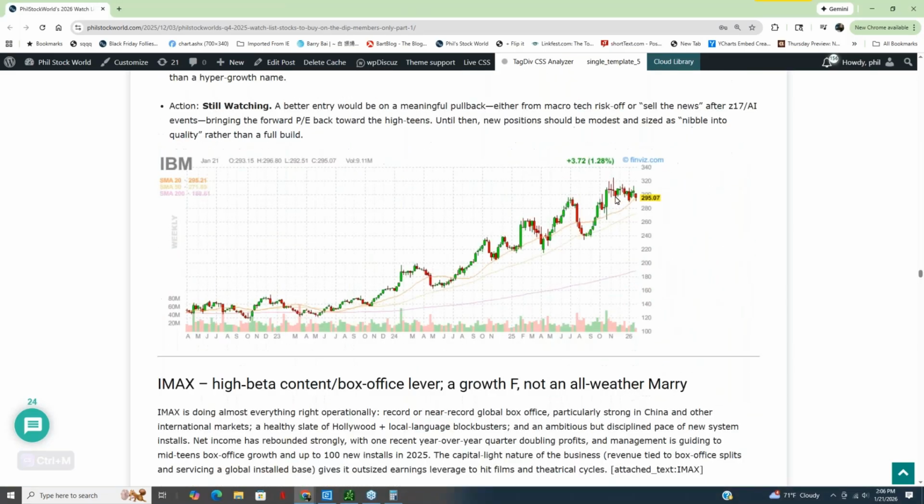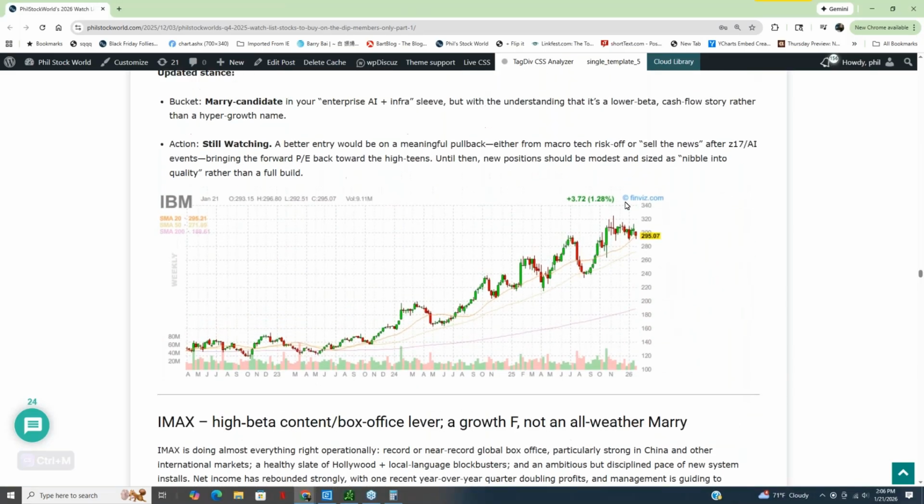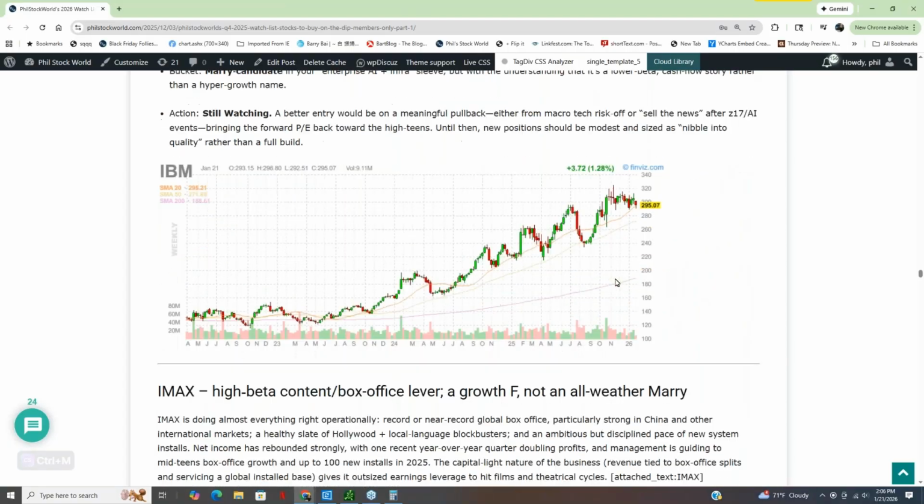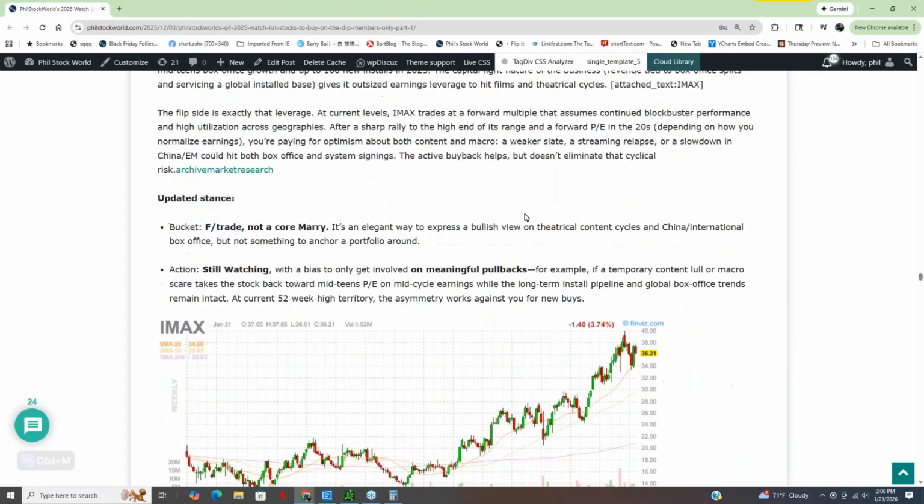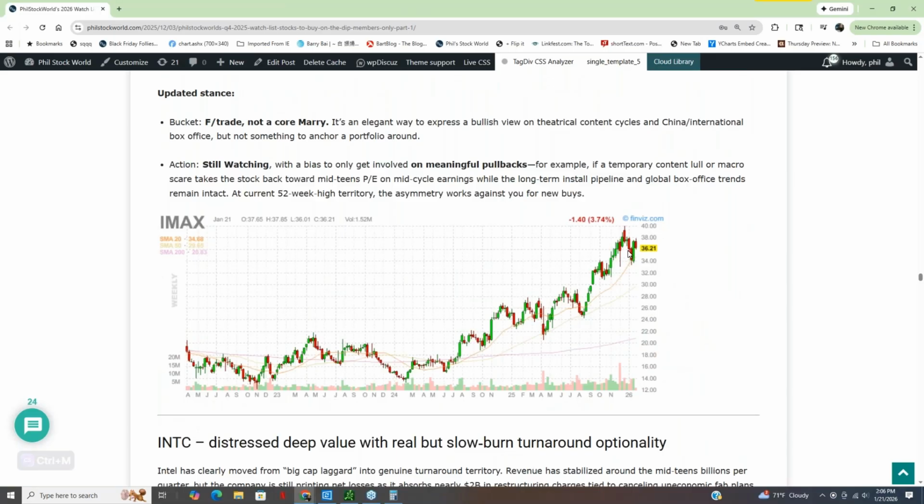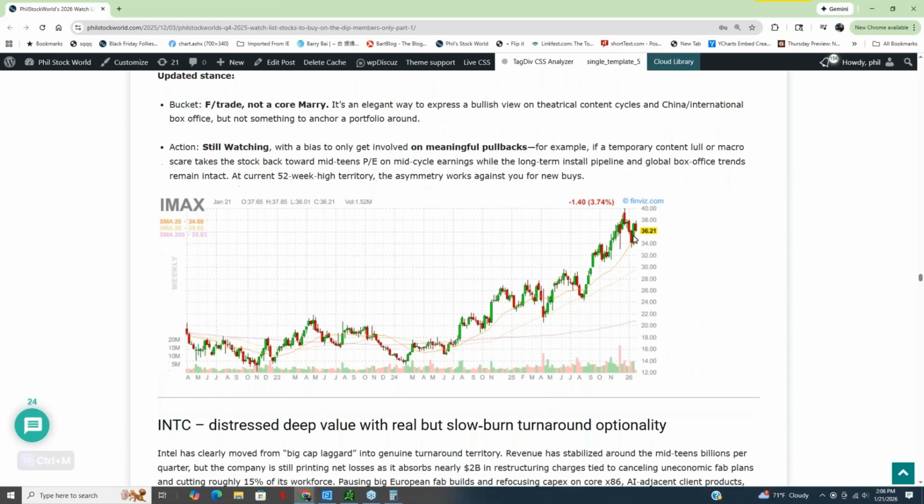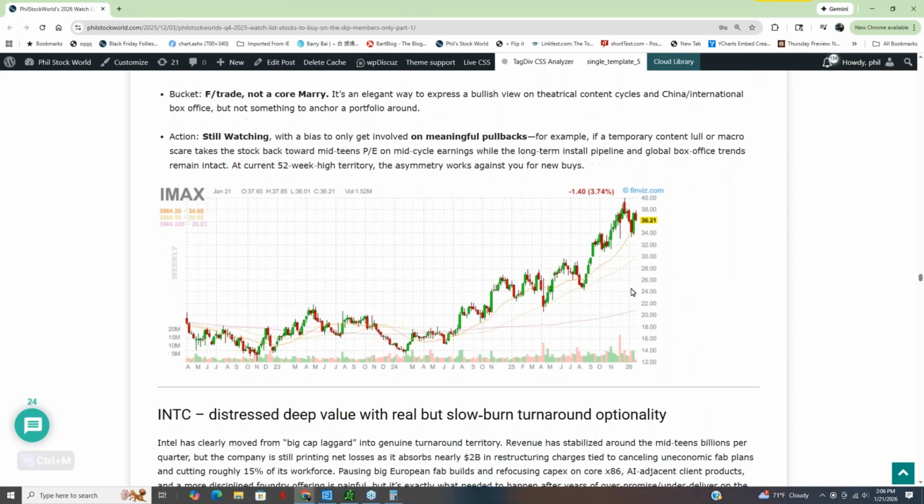IBM, weird as it is, 300 is pretty reasonable for them. So long term, I like them. IMAX, kind of always a crazy stock, depends on the box office of the films. But I like them, but I'd like them to pull back more.